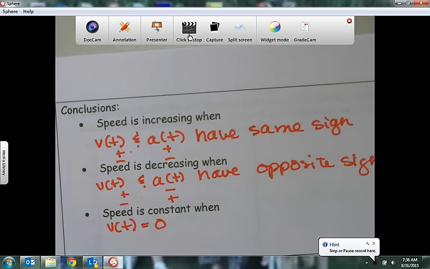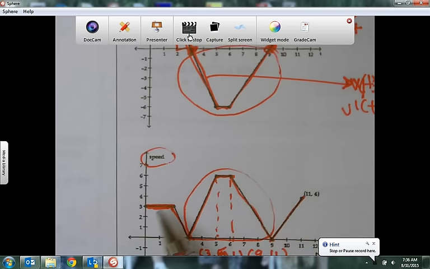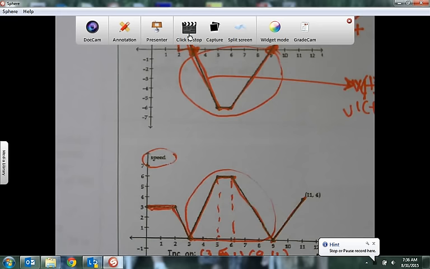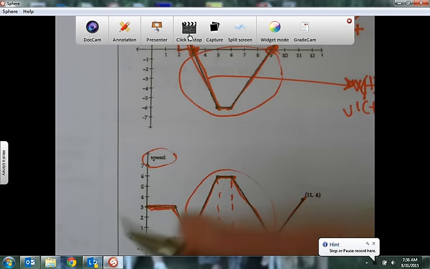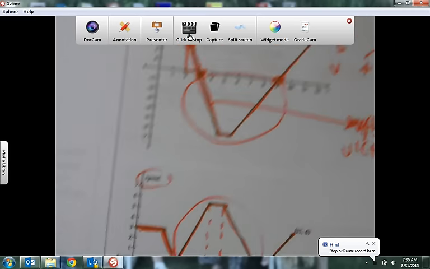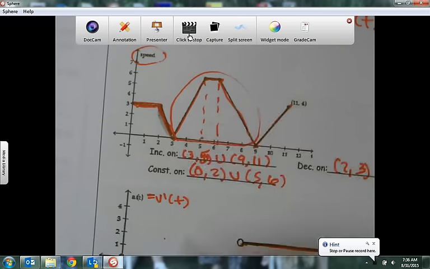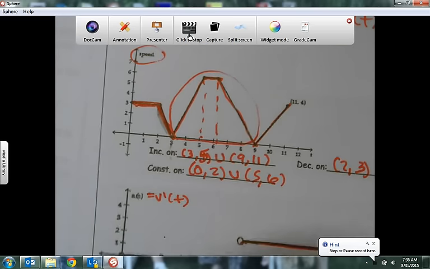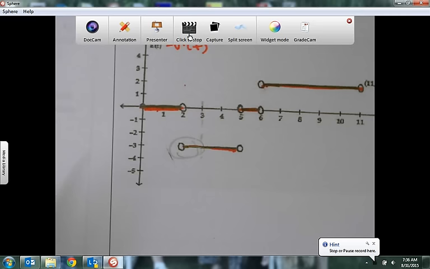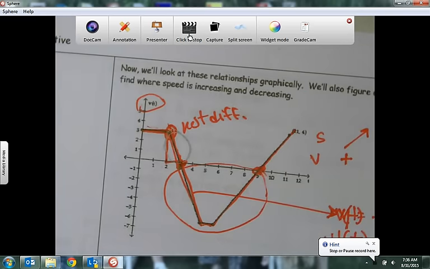So kind of looking back, if I look at the speed, here v of t is 0, so speed is constant. Here speed is decreasing, and I can see, let me get a different color really quick. This is pencil. So here speed is decreasing right there at that 3 part, and at this 3 down here from 2 to 3, I can see that a of t is negative and v of t is positive. So that would tell me that speed is decreasing.